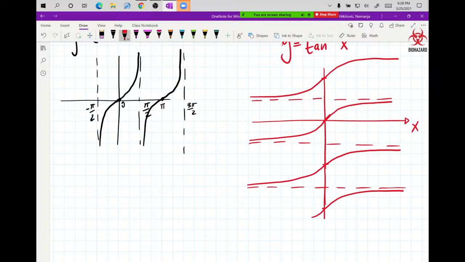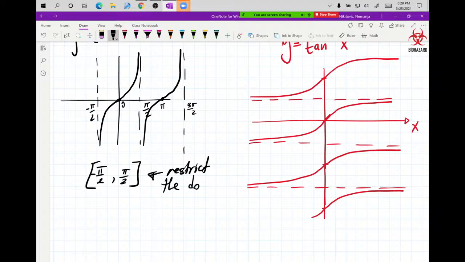But if I restrict the domain from negative pi over 2 to positive pi over 2, then that will kill all of these others. I did not label this. That's terrible. That's a 0. That's a negative pi over 2. That's a negative 3 pi over 2. That's a positive pi over 2 going up.